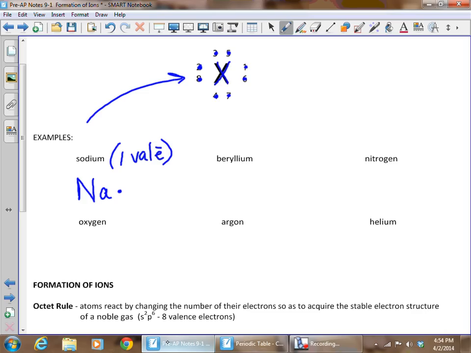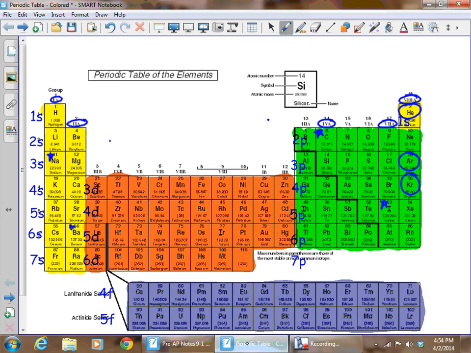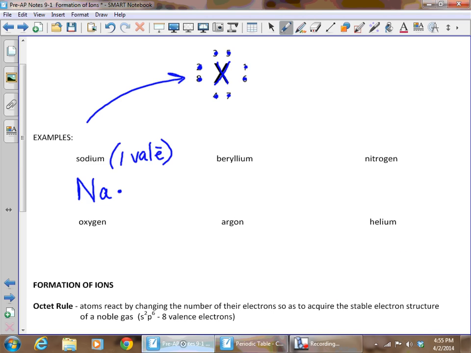Beryllium, if we look at the periodic table, beryllium is here. It's in group 2A, so it has 2 valence electrons. So those 2 valence electrons for beryllium are going to go first to the right of the symbol, and the second, as we see in our example above, to the left, and that's the Lewis dot structure for beryllium.